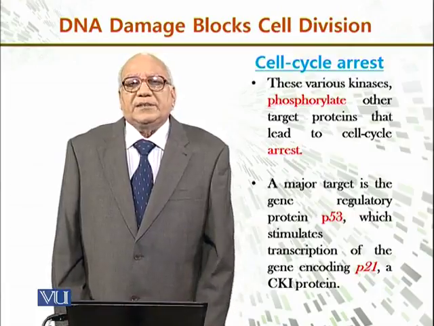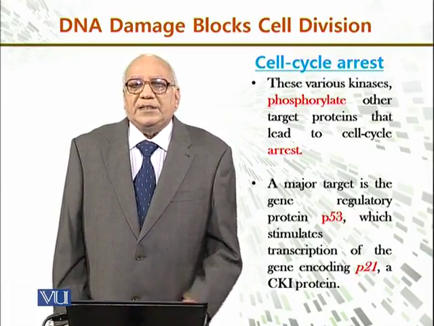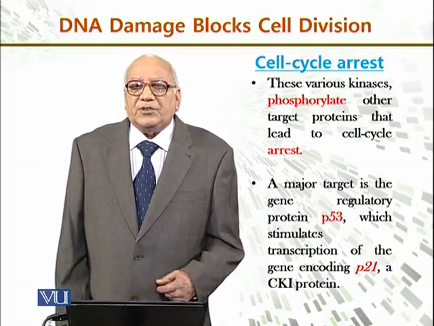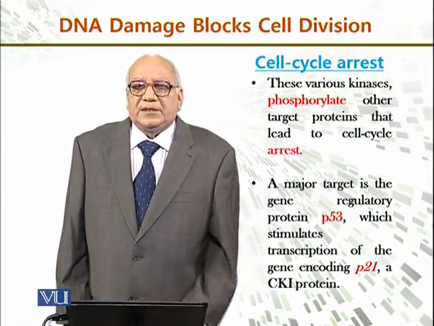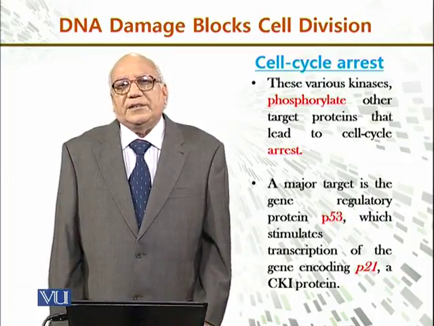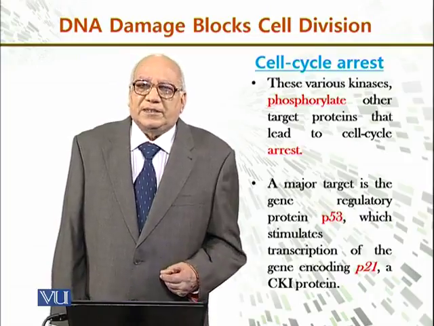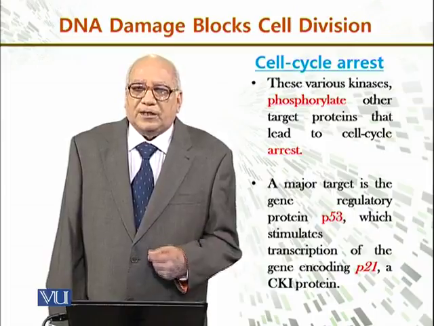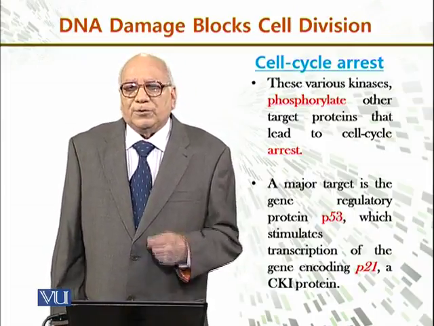Now, the cell cycle during growth is also arrested, and responsible for this arrest are various kinases which phosphorylate other target proteins and lead to cell cycle arrest. The target proteins are phosphorylated. They become active with the phosphorylated ATP, and they are phosphorylated.